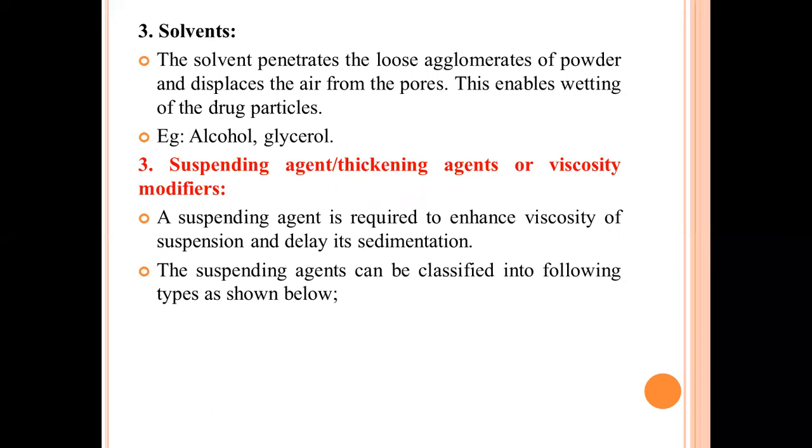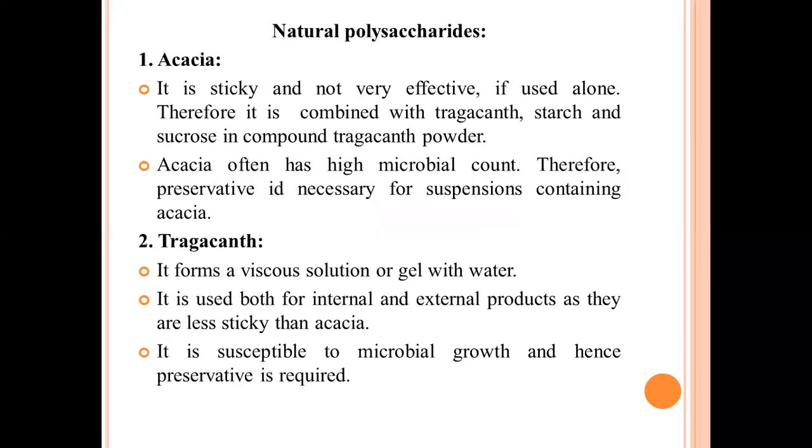So to maintain the stability of your suspension, to increase the viscosity of your preparation or suspension, we are adding suspending agent as well as thickening agent or viscosity modifier. So there are different classes of suspending agents. These are some of the examples of natural suspending agent like acacia, tragacanth. Acacia is basically sticky, so it cannot be used alone. It is always to be used in combination with tragacanth, starch, and sucrose.